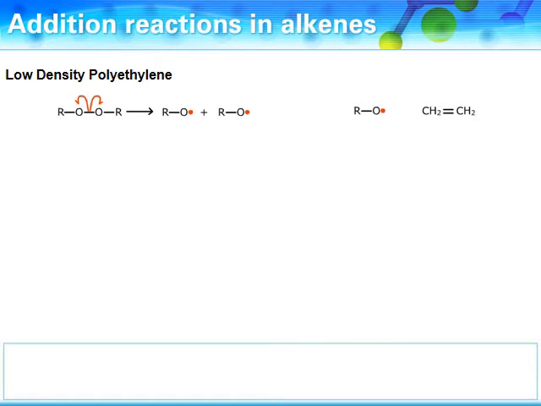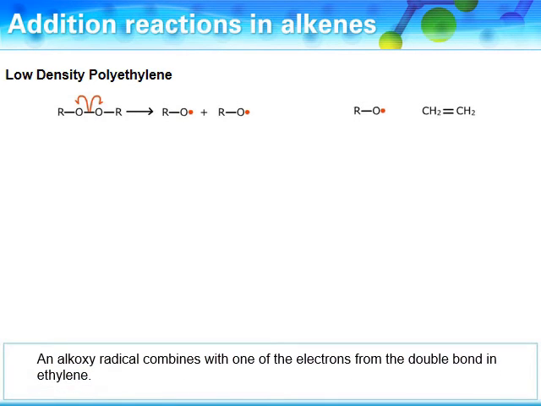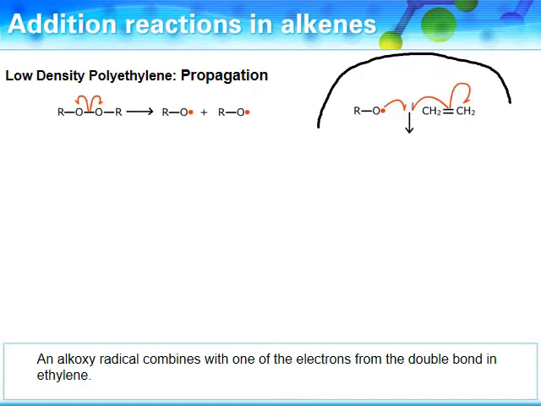And now our free radical is going to interact with our ethene monomer. The alkoxy radical combines with one of the electrons from the double bond in the ethylene. Of course, the double bond means that these are very reactive and can undergo addition reactions. Here we can see the process of propagation, where the free radical interacts with the double bond of an ethene monomer.